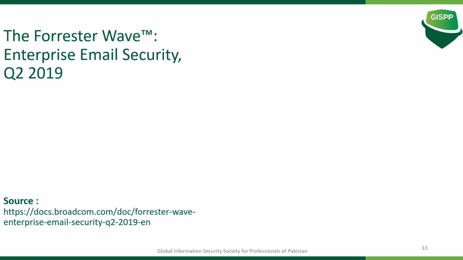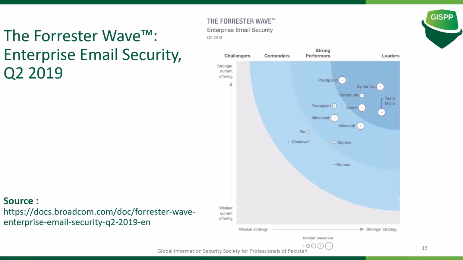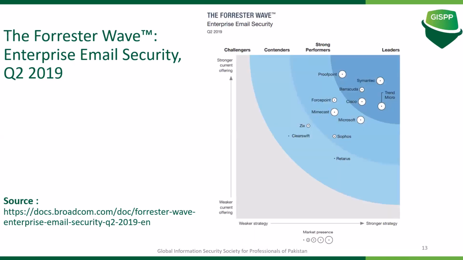This is the Forrester Wave of enterprise email security. I took it from the Broadcom website. Why? Because Symantec is in the leaders here. If you look at this one, this is Q2 2019. As per this, Trend Micro and Symantec are both in the leader section, followed by Barracuda, Cisco, Microsoft, Forcepoint, Proofpoint, Mimecast, and so forth. We talk about all of them except Tarsa and Zix. I'm not aware of these two. You can check them out and see what they are.